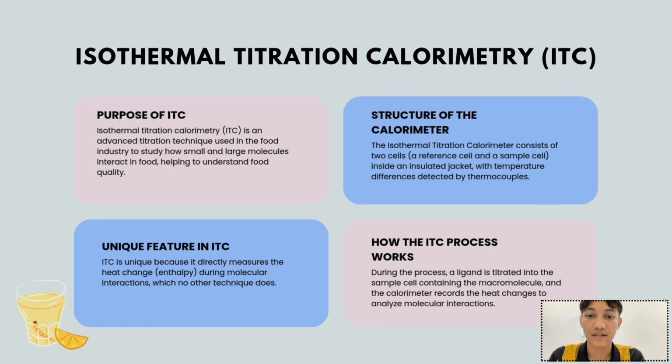Next, the unique feature of ITC. ITC is unique because it directly measures the heat change, or enthalpy, during molecular interactions, which no other technique does. And lastly, how the ITC process works. During the process, a ligand is titrated into the sample cell containing the macromolecule, and the calorimeter records the heat changes to analyze molecular interactions. Thank you.